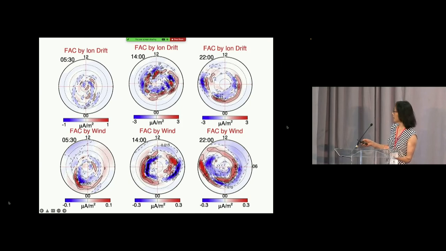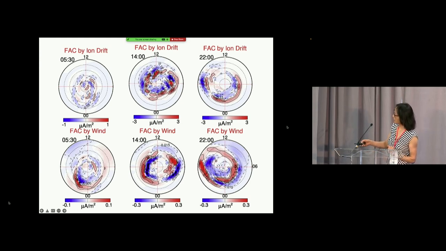In addition to the heating, neutral wind also has an important influence on the Fermion current as well. These are the three times again: 15:30 UT, 14 UT, and 22 UT. The top row is the Fermion current driven by the ion drift, and the bottom is the component driven by the neutral wind. Note that the color scale differs by an order of magnitude between drift-driven currents and wind-driven currents.